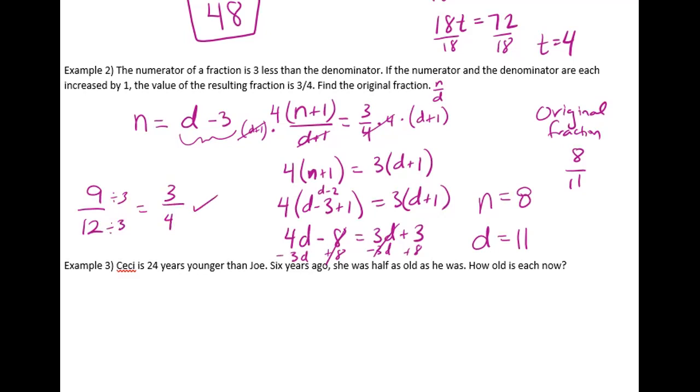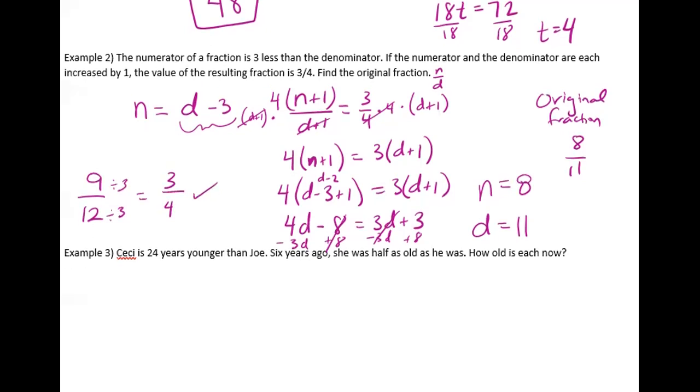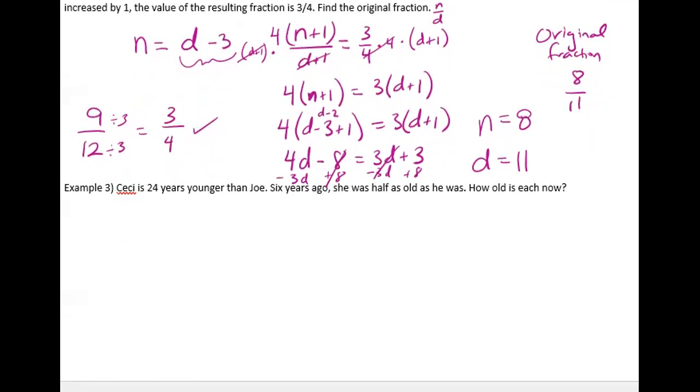And the numerator is 3 less than 11. That's correct. All right, the other type of problem in this section is some age problems. So let's look at that.